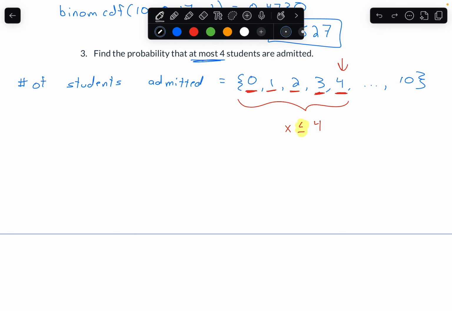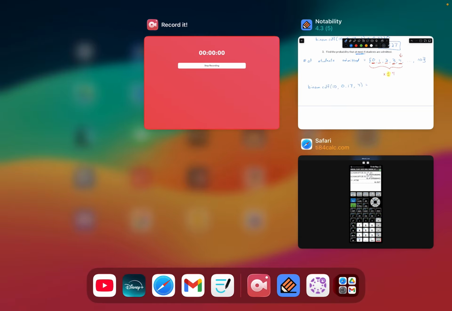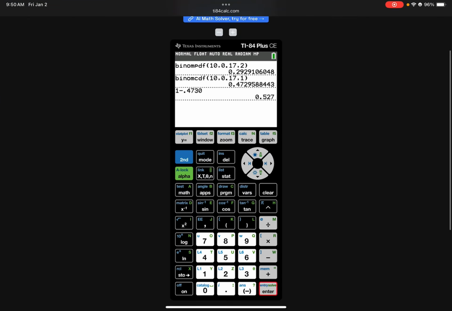So the fastest way to do this problem is to say, okay, I want binomial CDF. N is still the number of trials, that's still 10. The probability of success is still 0.17, and the number of successes that I want is 4. So I'm going to go ahead and type this into my calculator. So one last time, hopping back over here. I'm going to clear this out.